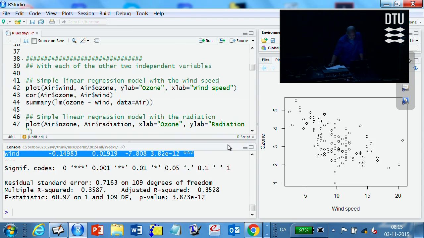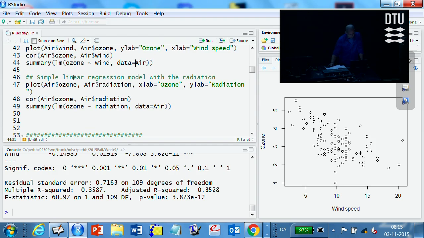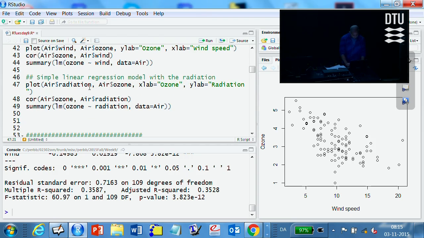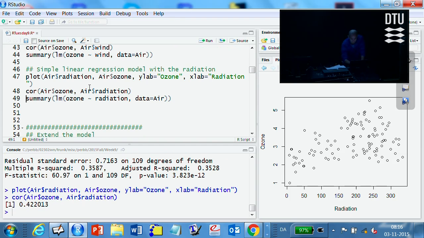And finally, let's have a look at this one, which I missed when I was going through this. I'll try to upload this right after the lecture such that you have the most recent one when you hit the exercises. How about ozone versus radiation? Well, higher radiation, more ozone also, right?